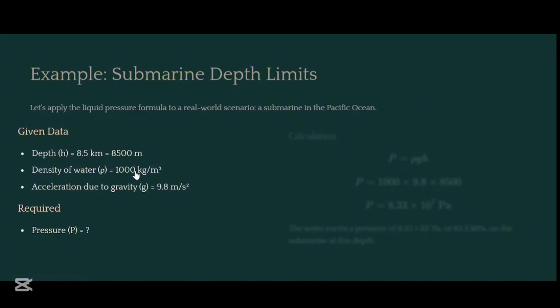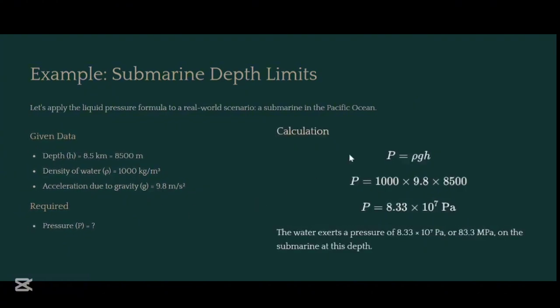The density, which is rho, is 1000 kg per meter cube, and the acceleration due to gravity is 9.8. Now I want to find the pressure, so you will multiply all of these values. P is equal to rho multiplied by gravity multiplied by height. The water exerts a pressure of 8.33 times 10 to the power 7 pascals.